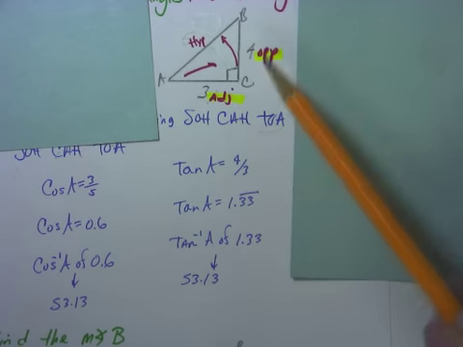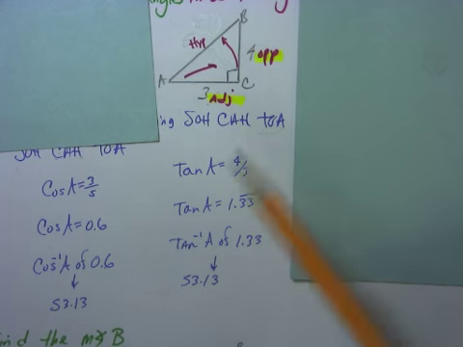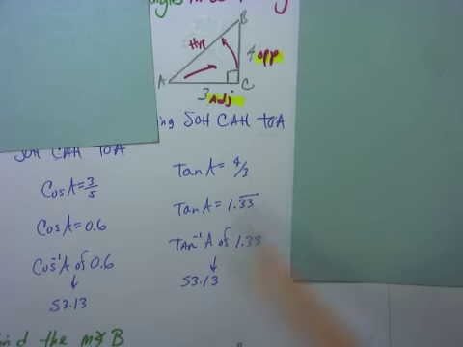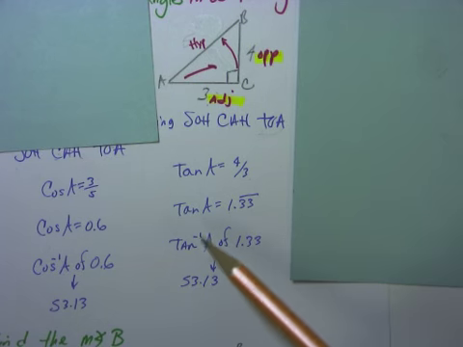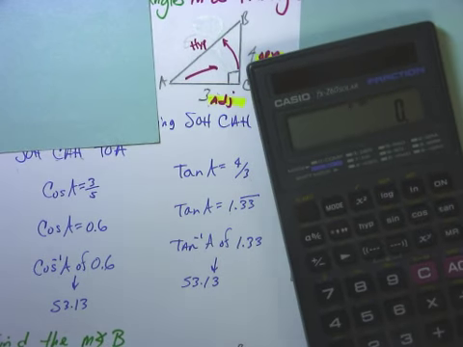So the tangent function is going to be opposite over adjacent. So the tangent of A is equal to the opposite of 4 over the adjacent of 3. So that comes out to 1.33 repeating. But I want to find the angle. So what do I have to do? I have to take the inverse function of 1.33 repeating.